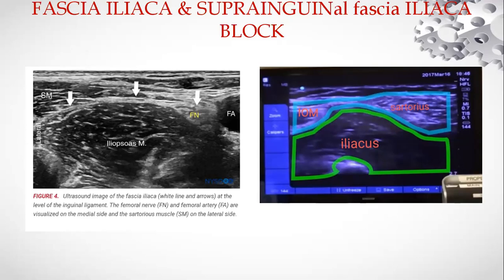That is why they hypothesize that it might also involve the obturator nerve if it spreads more proximally into the lumbar plexus as well. But that has not been proven unequivocally within the studies, so we will not be touching on that. So again, the suprainguinal fascia iliaca, or a modified fascia iliaca, was introduced.